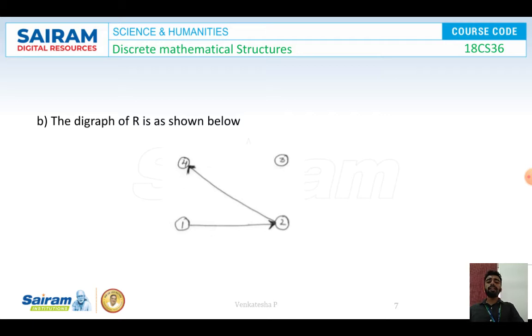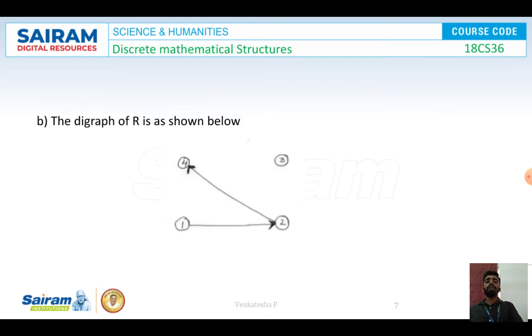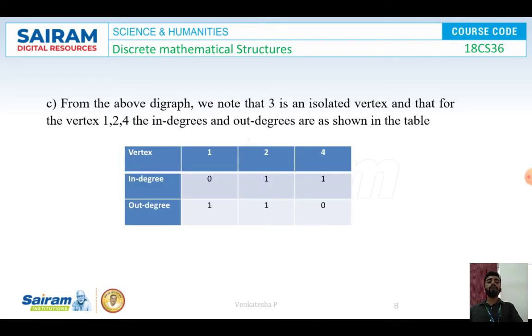And similarly at the vertex 2 I'm having one line which is moving from 1 to 2, so I can assign the value 1 for vertex number 2. So similarly 4 also, between 2 and 4 a line is moving from 2 to 4 here, so I can assign the value 1 for vertex number 4.